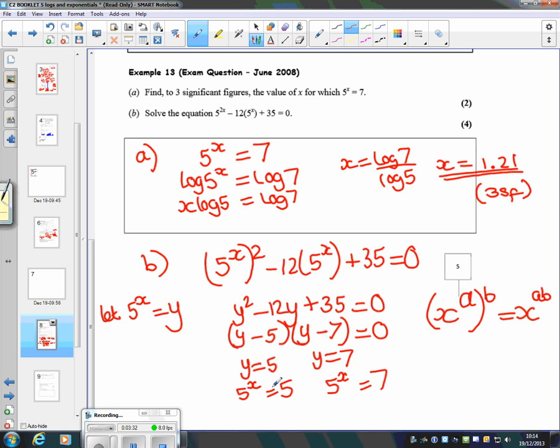Now this one, you'll probably just spot that x has got to be 1. So that's one of our solutions, as 5 to the power 1 is equal to 5. In this one, if you notice, we've already done this in part A, so we've already worked it out by taking logs on both sides to find out what x is, and x was 1.21. So because it was a quadratic, we ended up with 2 solutions. x is 1 and x is 1.21.